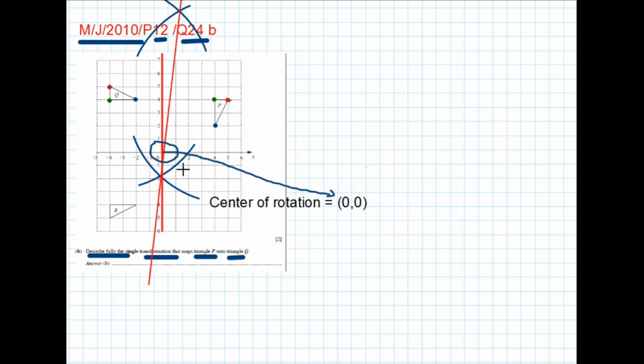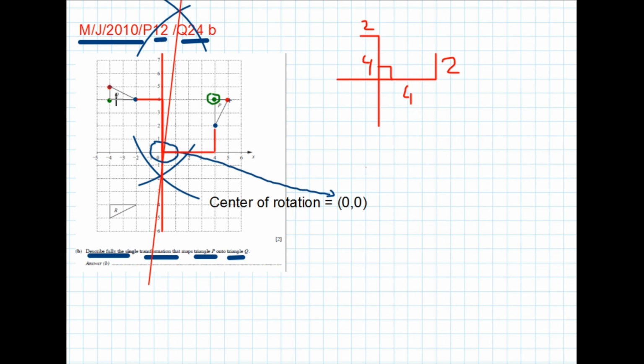To find the angle of rotation from origin, the blue vertex of triangle P is 4 blocks right and 2 blocks up. After rotation of 90-degree anti-clockwise, we get its corresponding blue vertex of triangle Q, which is 4 blocks up and 2 blocks left from center (0, 0) as shown.